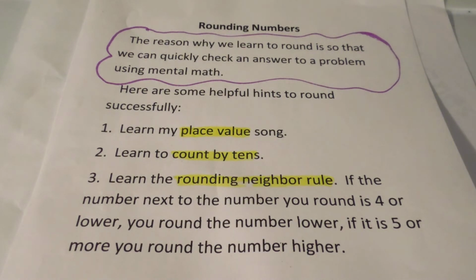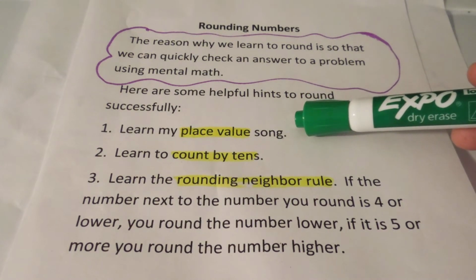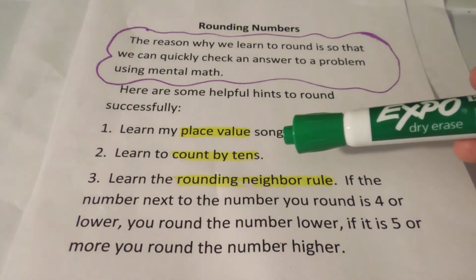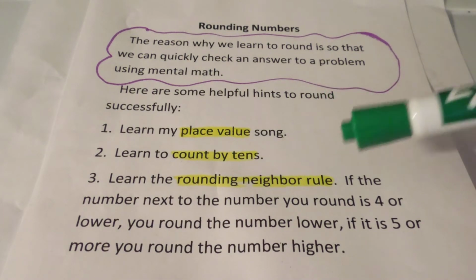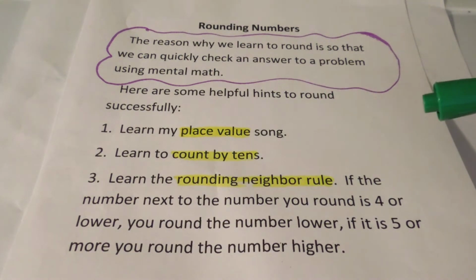So here are some helpful hints for you to round successfully. First, you need to learn my place value song. Then you need to learn to count by tens. If you're rounding to the nearest ten, you need to be able to count by tens. You also need to learn the rounding neighbor rule. If the number next to the number you round is 4 or lower, you round the number lower. If it is 5 or more, you round the number higher. Now I'm going to show you how this works when we're rounding numbers, so don't worry about that now.